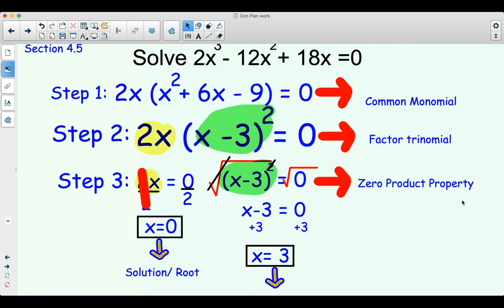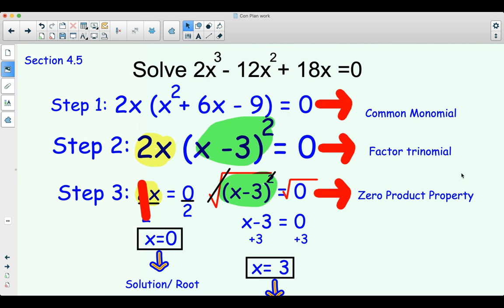This is the nice work that I would like to see. Now, obviously, you don't have to write these steps over here like this. This is just me walking you through how to do this example. Not all of the examples will be the same. Some may have you do the different types of factoring methods we did last week, so refer back to those notes if you get stuck.